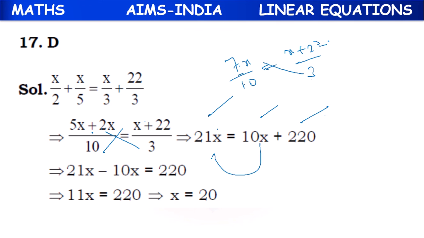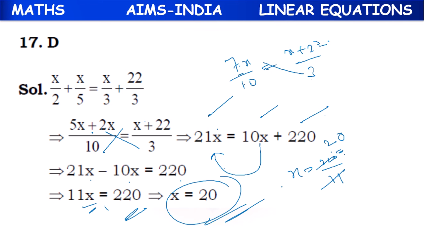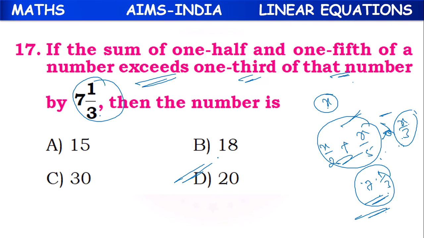Next, let's take the x term towards the left hand side. 21x minus 10x equal to 220. 11x equal to 220. x equal to 220/11. 11 times 2 is 22, 11 times 0 is 0. So 20 is the answer. So the answer is 20.